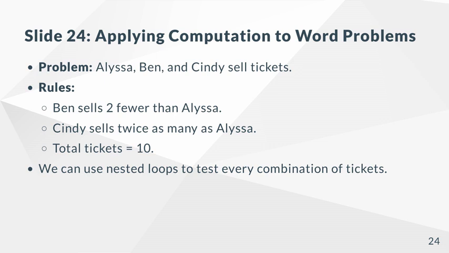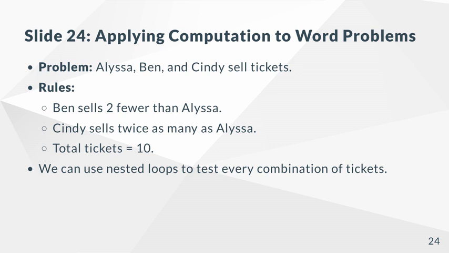This is where computational thinking really shines. Consider a classic word problem involving a system of linear equations. Alyssa, Ben, and Cindy are selling tickets. We have 3 constraints. Ben sells 2 fewer than Alyssa. Cindy sells twice as many as Alyssa, and the total is 10.